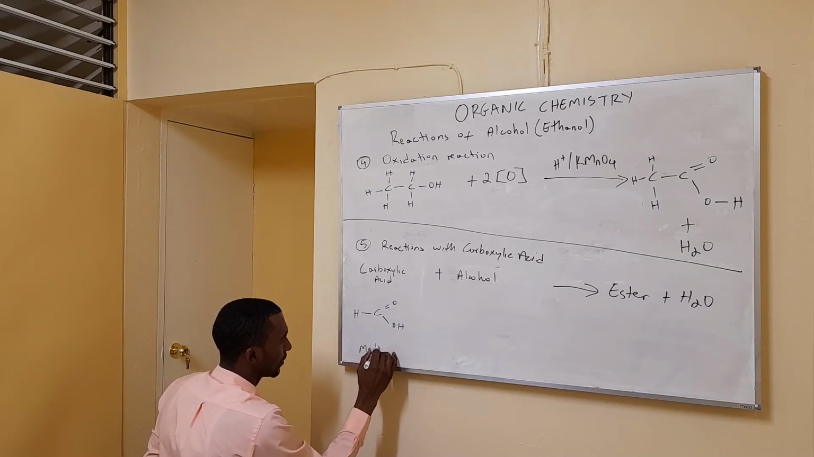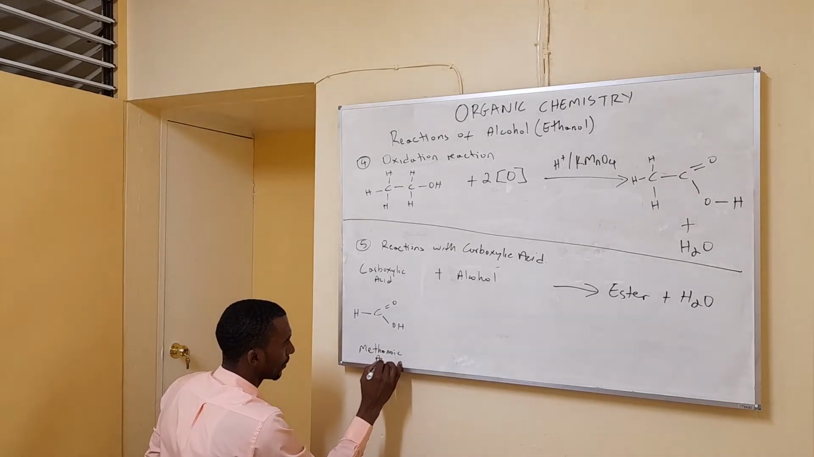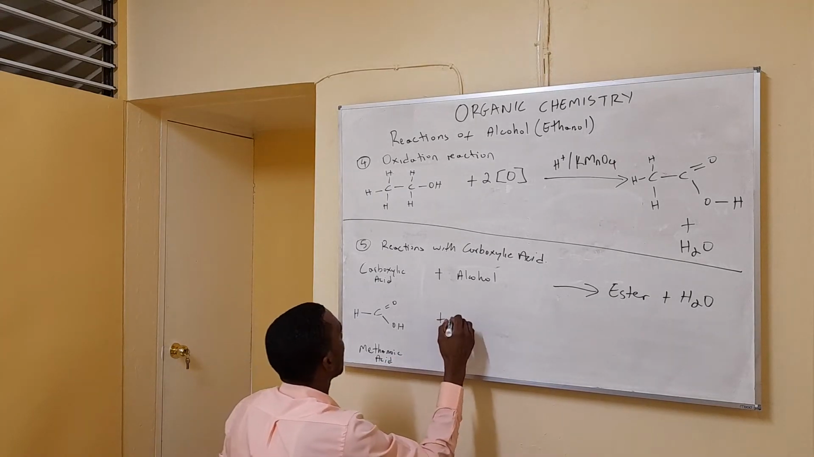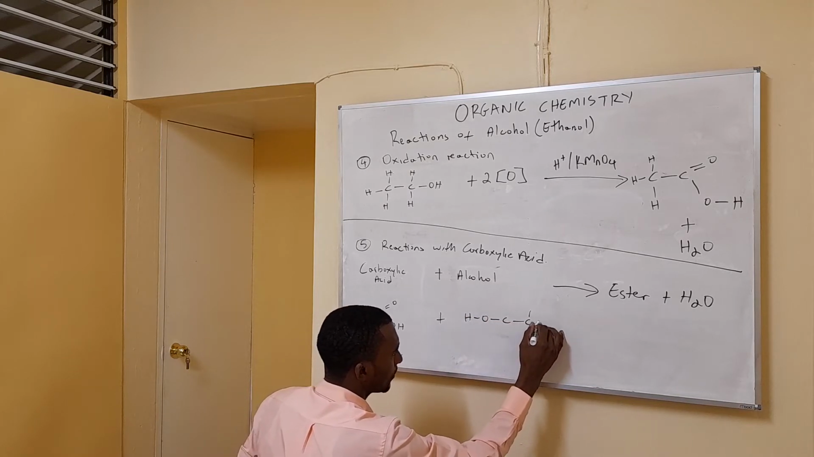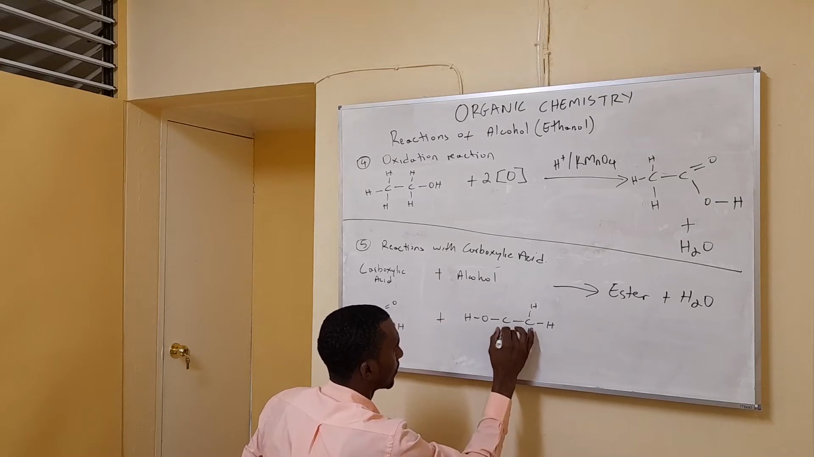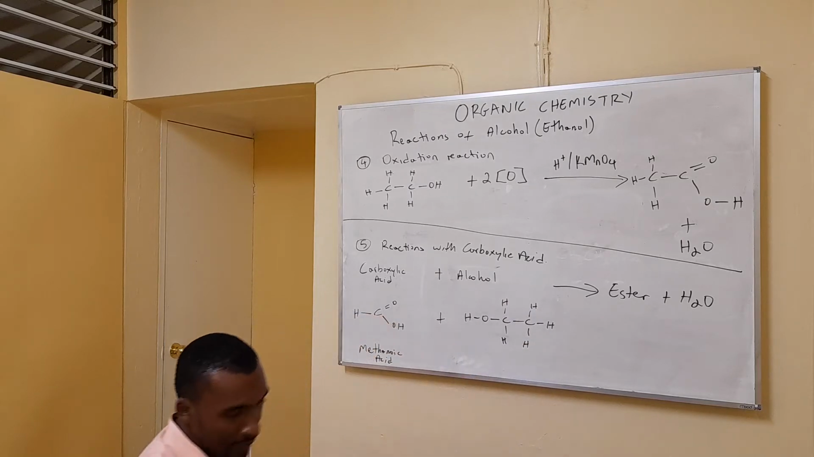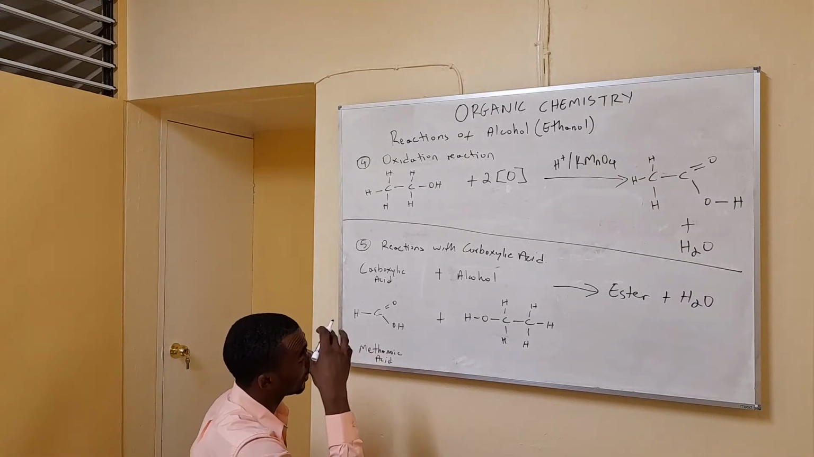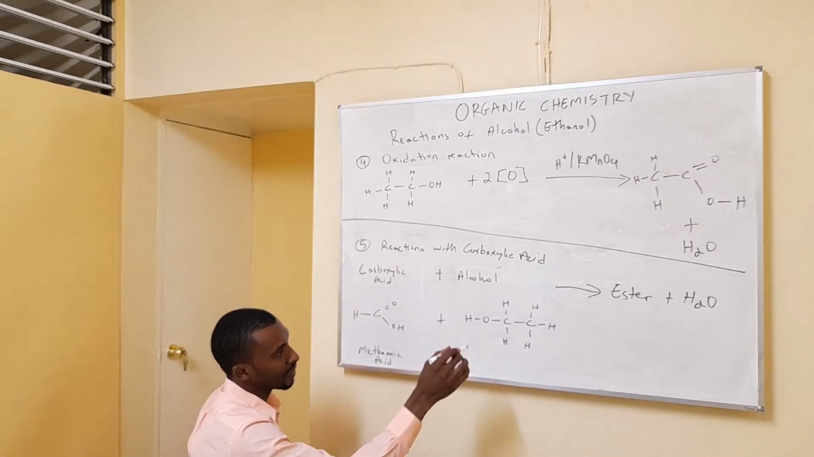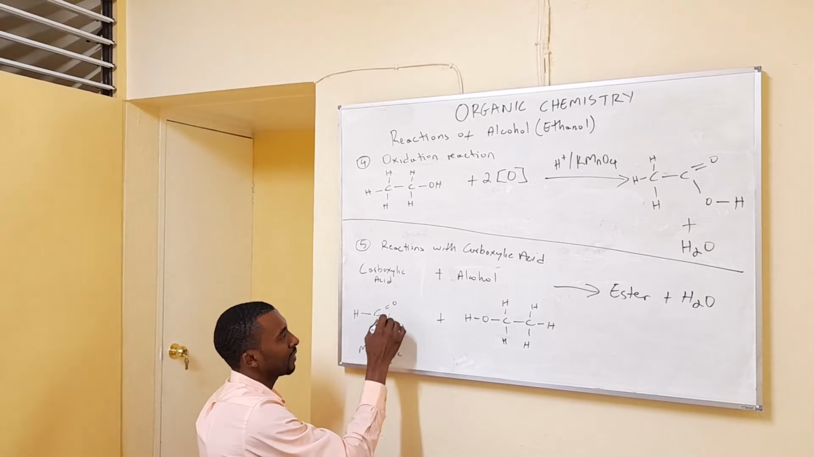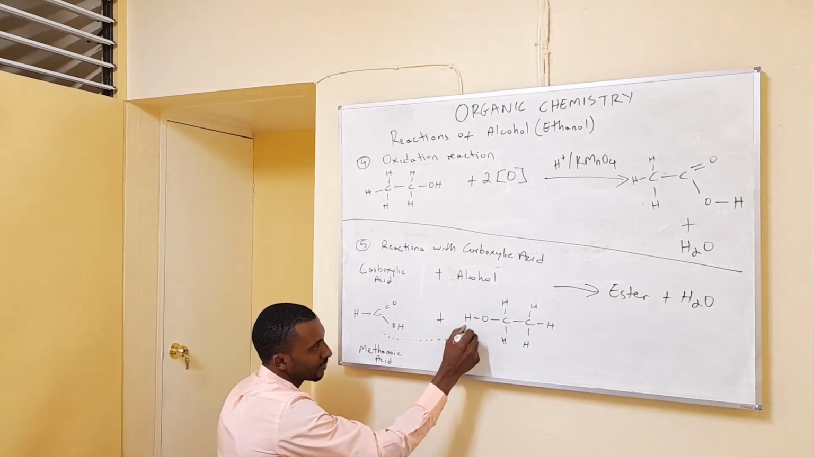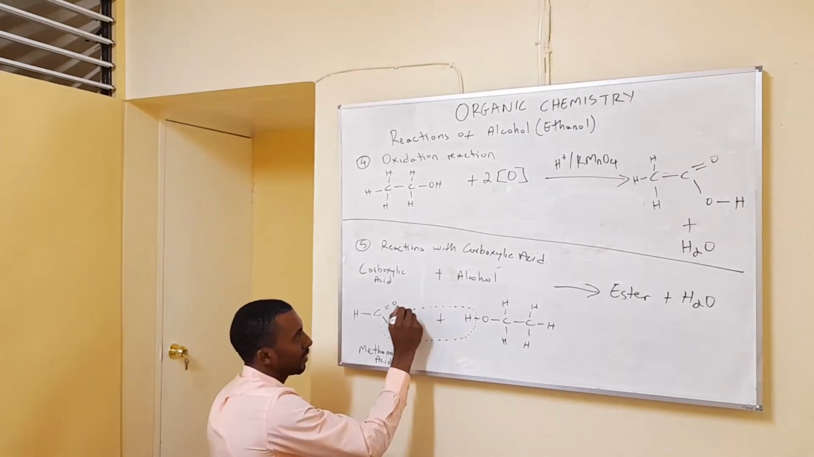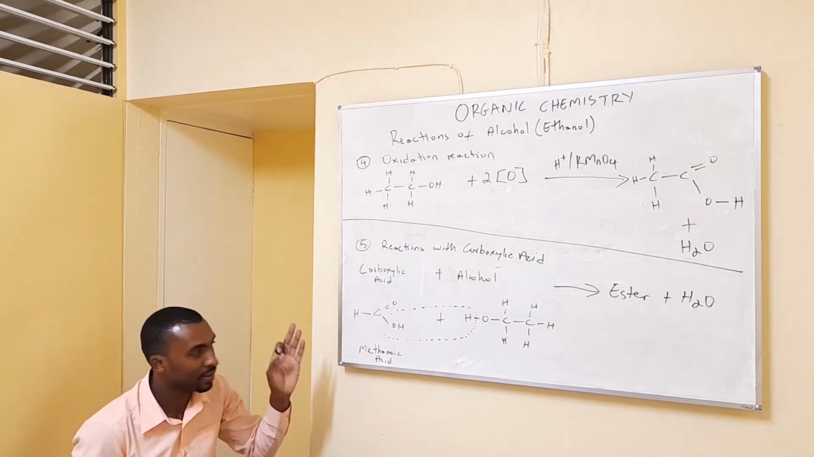Methanoic acid with ethanol, right? Now the important thing to note here is which molecule... We're going to produce an ester plus water, so we have to remove water here. You have to know that the OH in the water is going to come from the acid and the hydrogen comes from the alcohol. That's why I put that mark here, right?